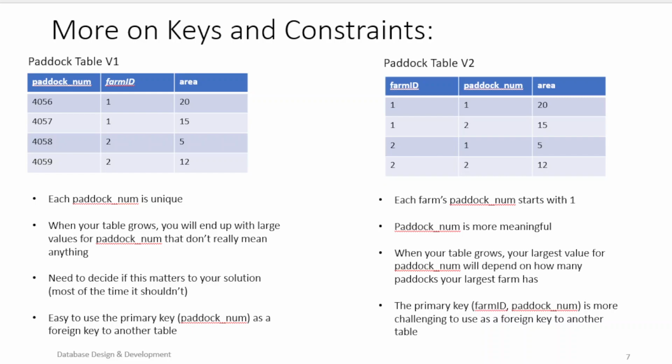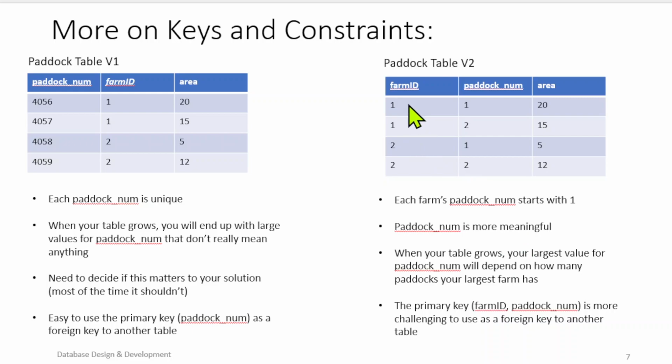All right, so if you look over here on the left at the single key, we're using the paddock number as our key. And each paddock number is unique. As your table grows, you're going to have large values for paddock number that don't really mean much, but it doesn't matter. Think of serialized numbers and stuff we use: your driver's license number, your G number at school here. Being big doesn't really matter. And it's easy to use a primary key when you're connecting to a foreign key when you only have one.